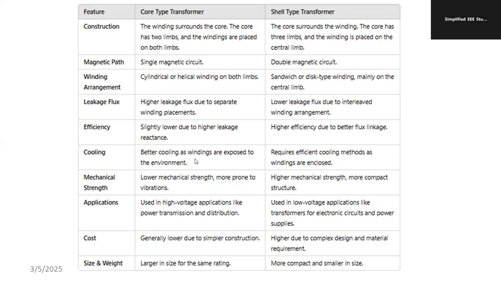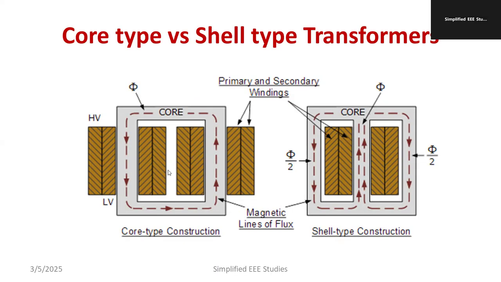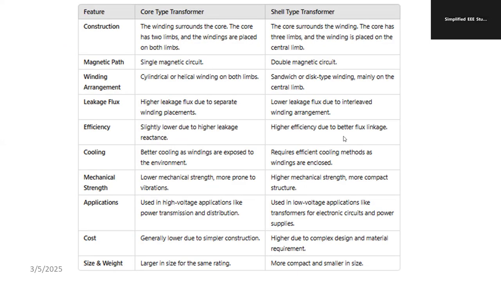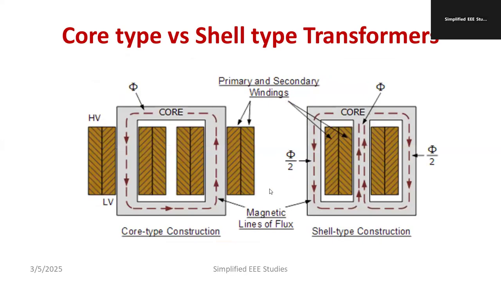Regarding the cooling, there is a better cooling arrangement for the core type transformer because it is directly exposed to the environment, whereas the cooling arrangement is a bit difficult in the case of the shell type transformer because it is not so exposed to the environment. Regarding the mechanical strength, the core type transformer has lower mechanical strength, because it is directly impacted by vibrations. The construction is weak.